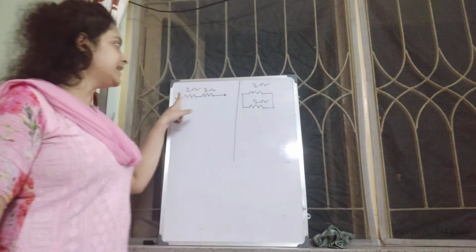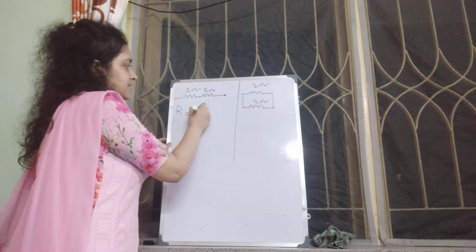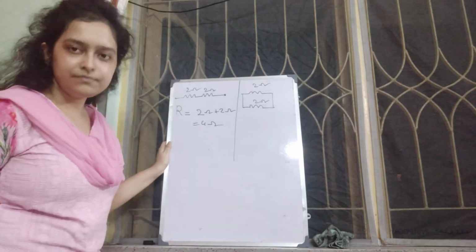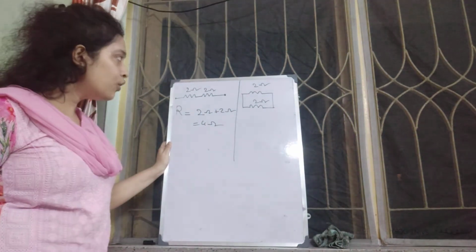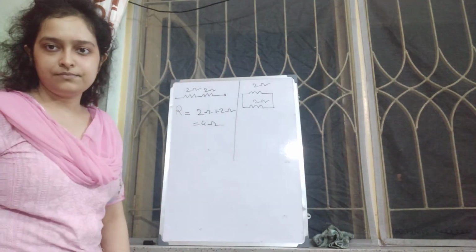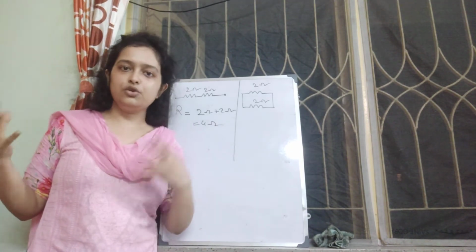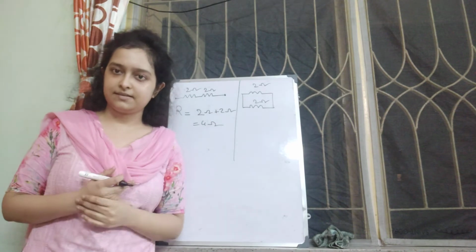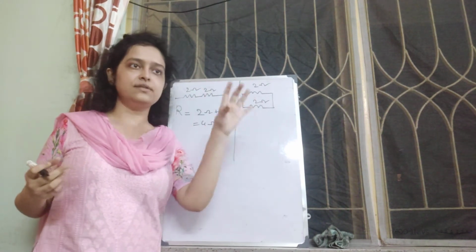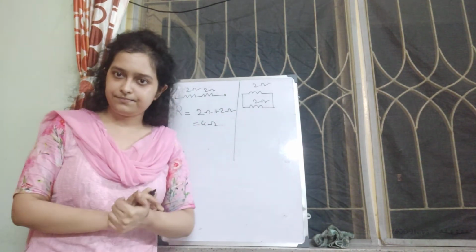Notice, if I connect the 2 ohm resistances in series, what will be the equivalent resistance? 2 ohm plus 2 ohm, 4 ohm. Right? So I am getting equivalent resistance more than the 2 ohm. Therefore, by series connection, you can increase the resistance of the individual values. The equivalent resistance will be more because you are simply adding.